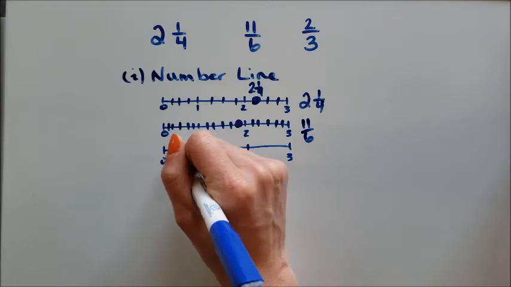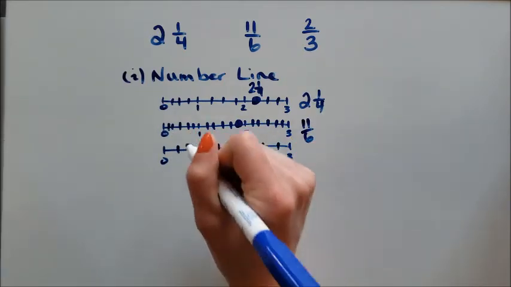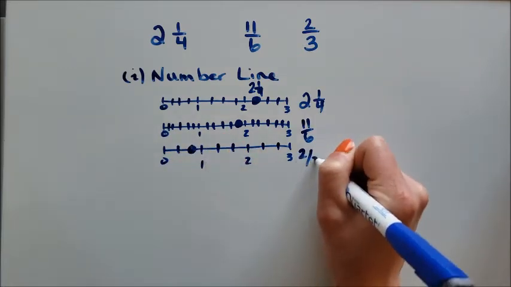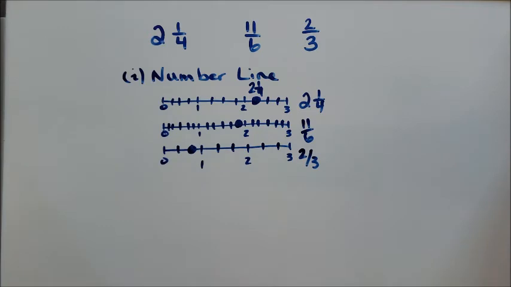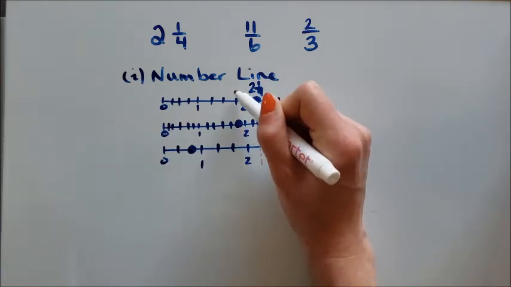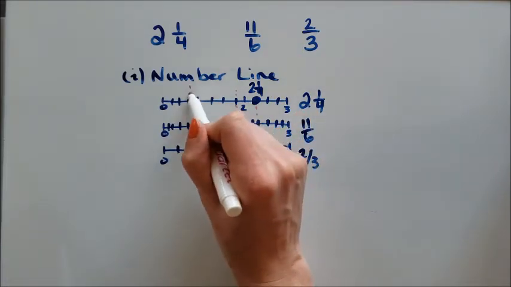And for the last one, I'm going to break up into thirds. And I need 2/3. So here is 2/3. Now, using this, I can work up and down and I can decide which one of these is the largest. So I can kind of put little lines so that we can see what it might look like on the other lines.